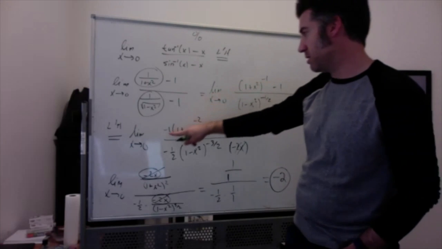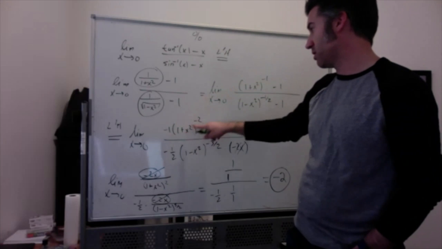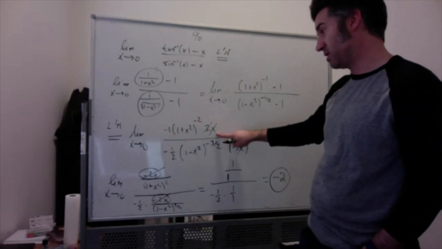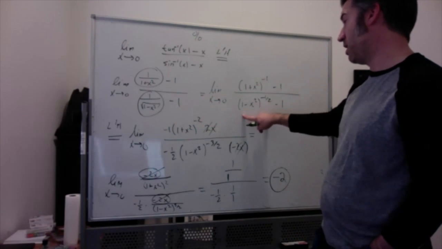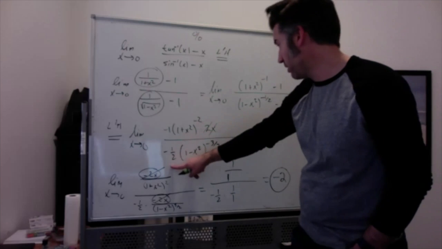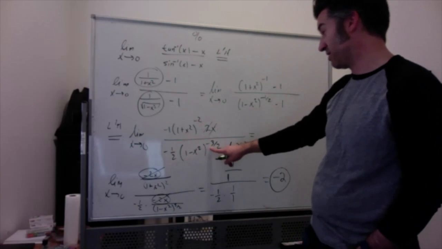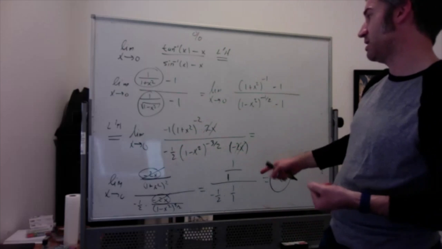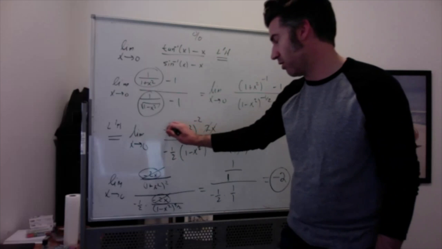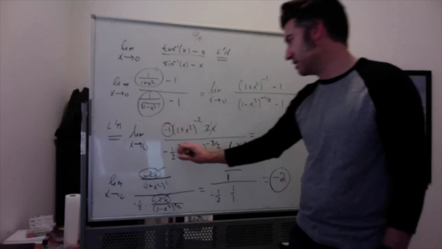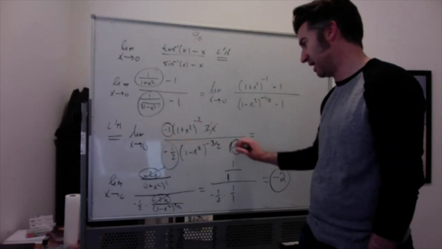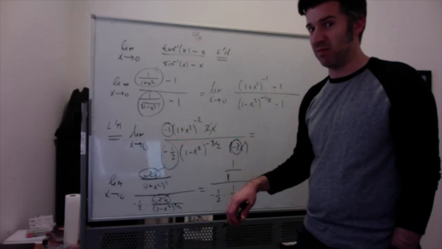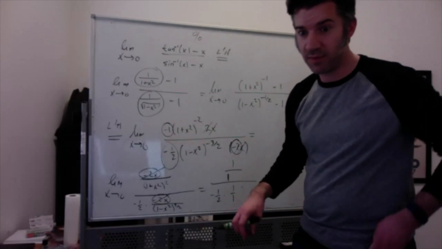I have a negative 1 times 1 plus x squared to the negative 2 times a positive 2x. And on the bottom, I have a negative 1/2 times 1 minus x squared to the negative 3/2 times a negative 2x. So I'm pretty sure it's going to be negative because I can see that the top has a negative sign overall, but the bottom has a negative times a negative, which makes me feel like it's supposed to be positive.